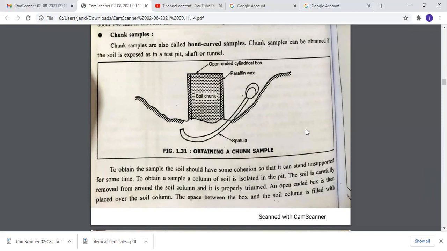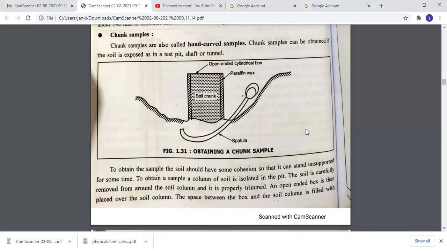The space between the box and the soil column is filled with paraffin, right? A spade or plate with a sharp edge is inserted below the box and the sample is cut at its base. The box filled with the soil sample is removed. It is turned over, the soil surface in the box is trimmed and any depression is filled with paraffin. This sample may be obtained without using a box if the soil is cohesive. The chunk of soil is isolated and carefully removed with a spatula.